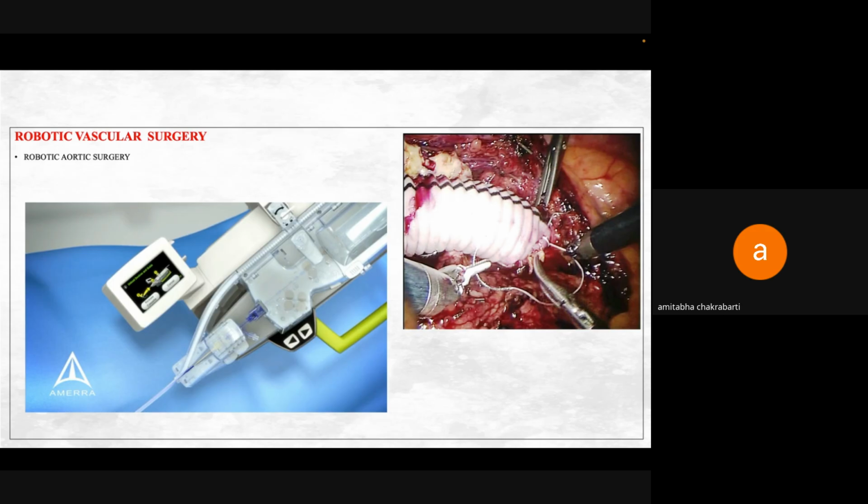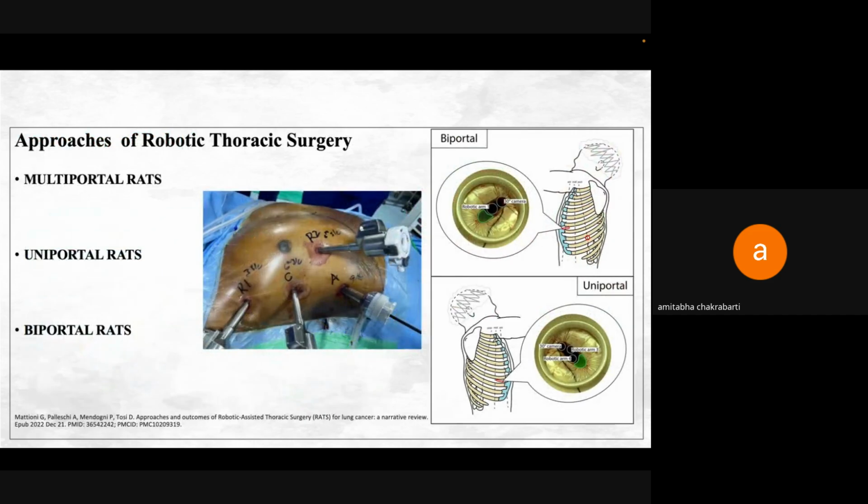Now, on the right hand side, you can see we are doing a vascular surgery with robotic anesthesia with a minimum incision. So these are the precision procedures which can be done with robots. And the approaches of robotic thoracic surgery, you can see on the chest, the C mark is the camera. It is the 8mm camera, and R1 and R2 are the hands of the robot, and A is the assistant port. The approaches of robotic surgery may be multi-port or two-port, even single port.